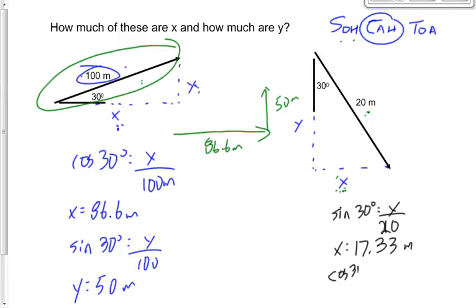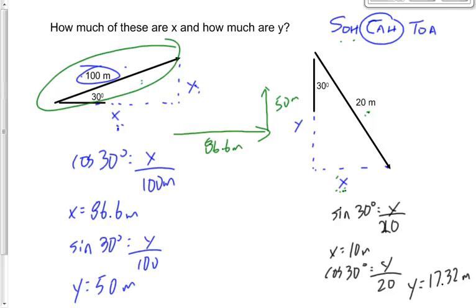Cosine 30 degrees is equal to, no, that's not right. Should be 10, shouldn't it? Is that right? Yeah, 20 sine 30 is 10. Cosine 30 degrees is equal to adjacent, which is the y component this time, over 20. Y is going to be equal to 17.32 or 17.33.